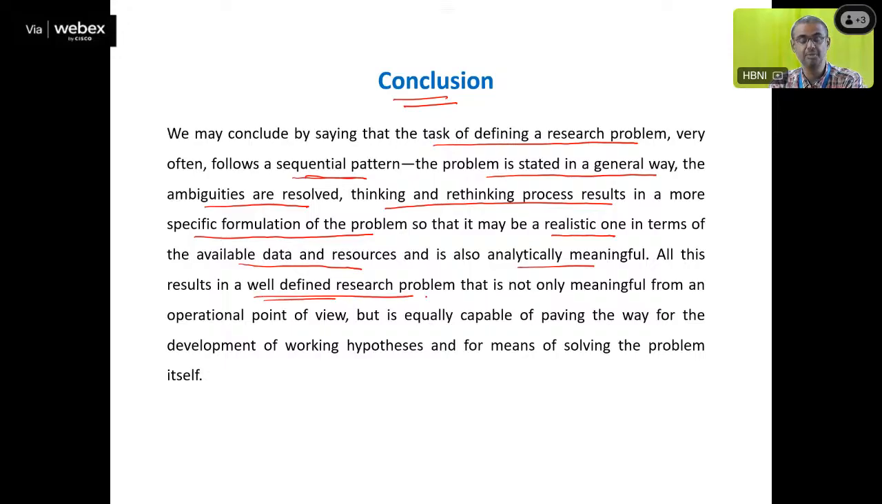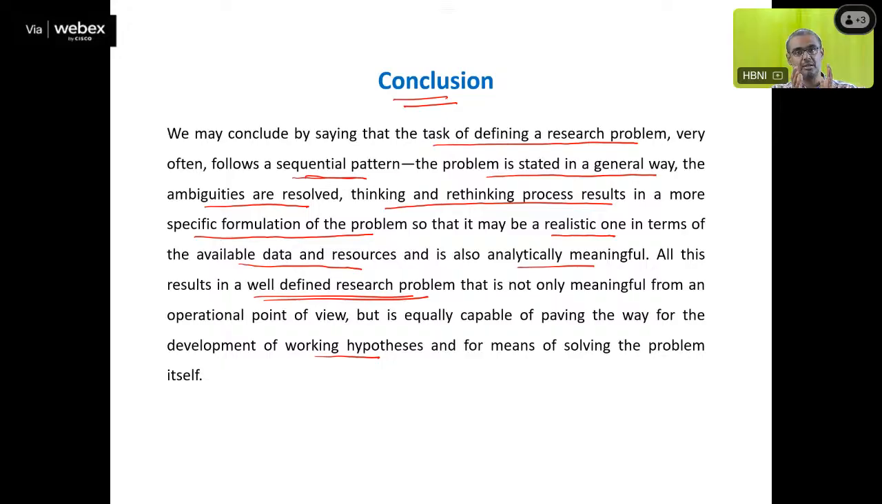You end up with a well-designed research problem that is not only meaningful from an operational point of view, but is equally capable of paving the way for the development of a working hypothesis for the means of solving the problem itself. So we conclude today that the task of defining a research problem is of utmost importance. We should not neglect that.